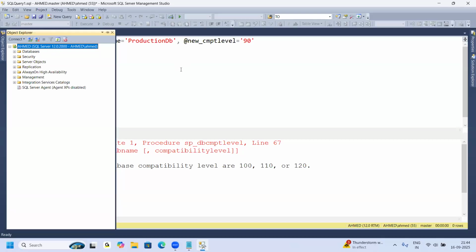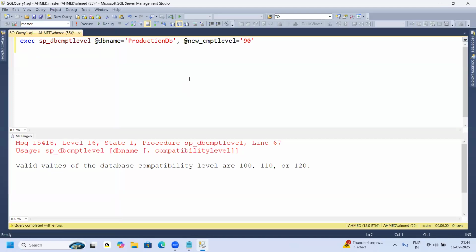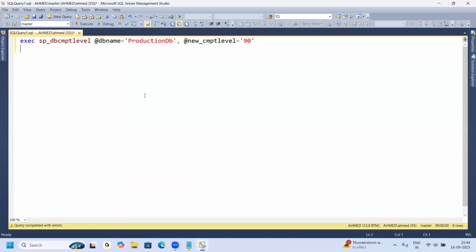Otherwise, if you want to check exactly what values are valid, you can deliberately make a mistake in the syntax, and it will give you help, like: valid values of the database compatibility level are 100, 110, or 120. Okay, got it.